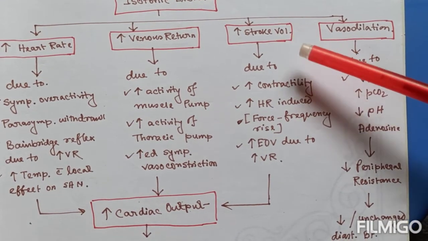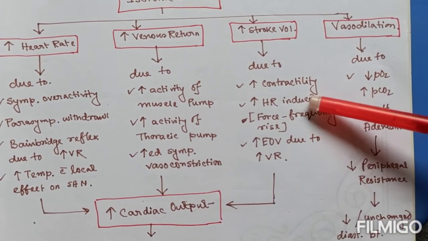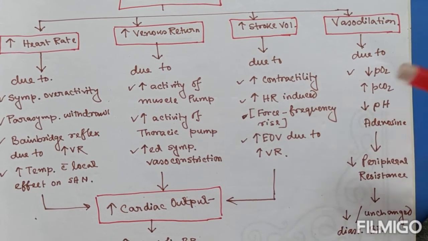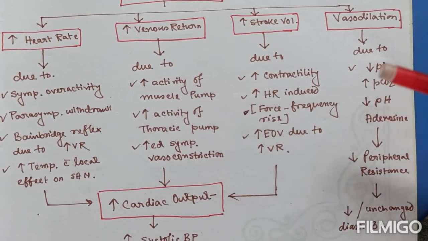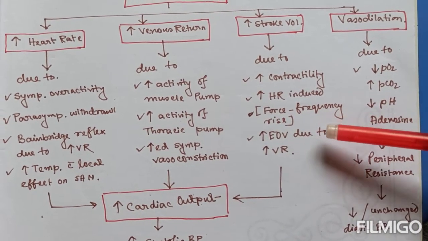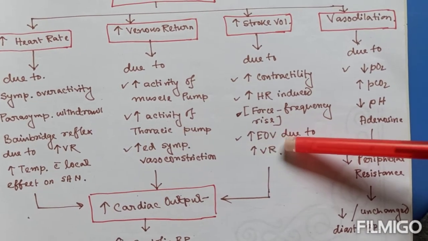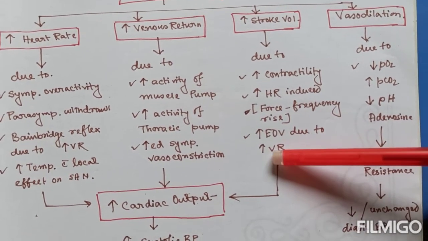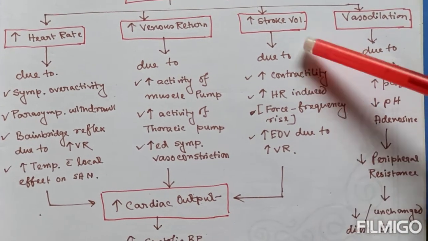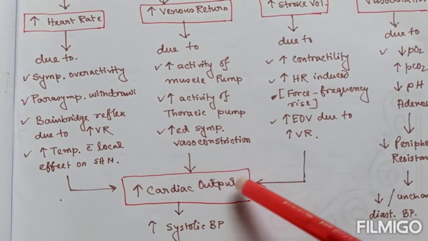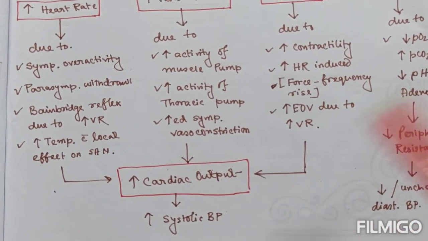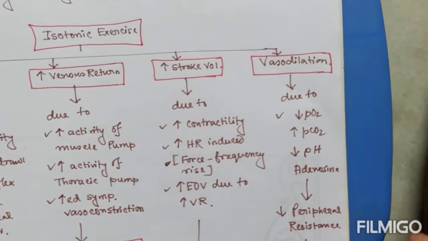Stroke volume will be increased due to contractility, heart rate induced stroke volume increase, that is called force frequency rise, and increased end diastolic volume due to increased venous return. These all together cause increased cardiac output, thereby systolic BP will be raised.